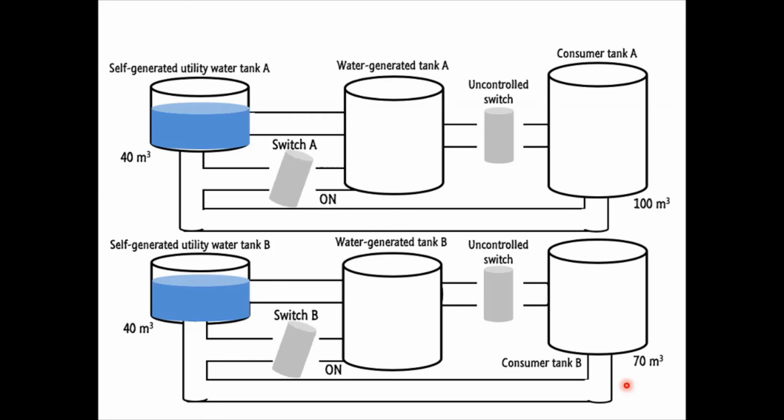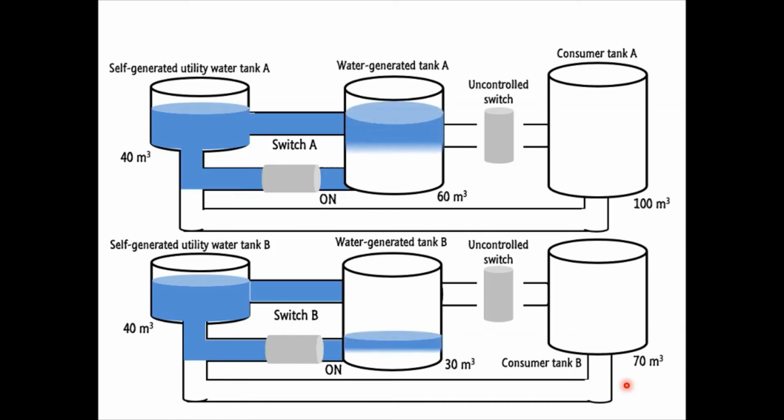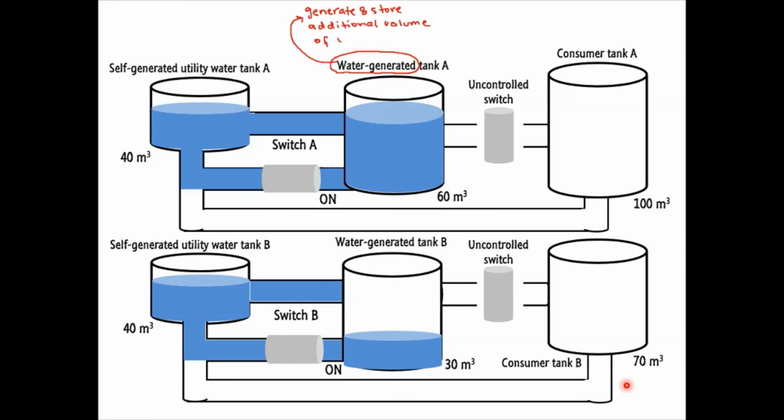When switch A and B are turned on, we can see the water-generated tanks are generating the additional volume of water to accommodate the consumer's demand. At this moment, water will flow between the utility tank and the water generated tank only. Thus, we can say that these systems are executing the boosting function.